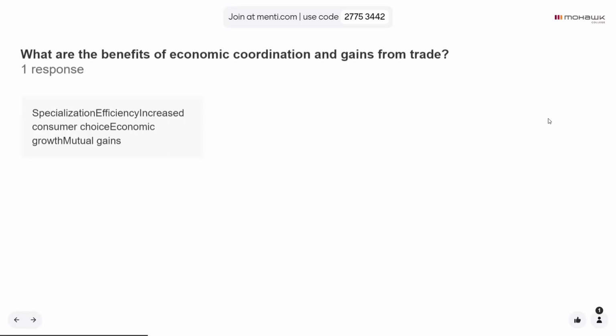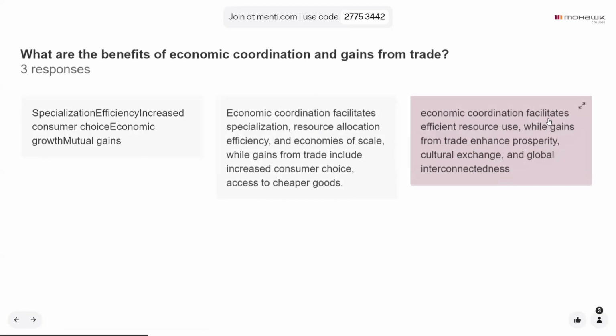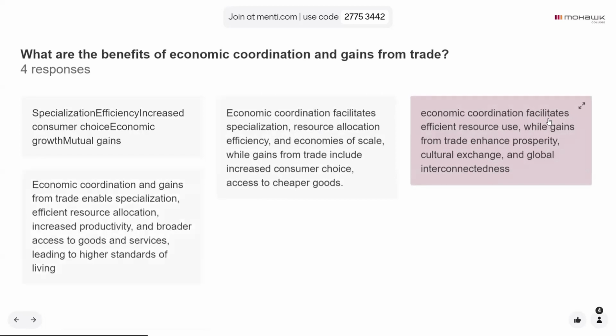Specialization, efficiency, increased consumer choice, economic growth, mutual gains. Excellent. Economic coordination facilitates specialization, resource allocation efficiency, and economies of scale, while gains from trade include increased consumer choice and access to cheaper goods. Yes. Economic coordination facilitates efficient resource use, while gains from trade enhance prosperity, cultural exchange, global interconnectedness.